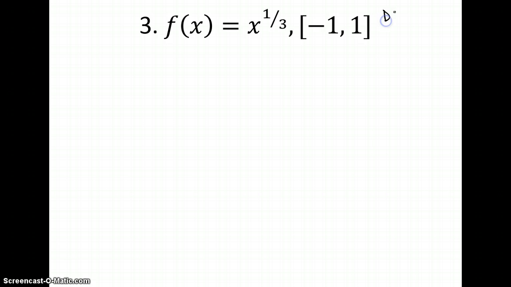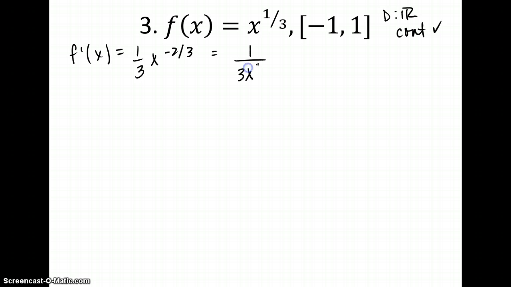Okay, the domain of this function is all reals, so it's continuous on the interval. The derivative of this function using the power rule is 1/3 x to the negative 2/3. The domain of this derivative is that x cannot equal 0, so therefore f prime of 0 does not exist. Since 0 is in the interval from negative 1 to 1, Rolle's theorem does not apply.